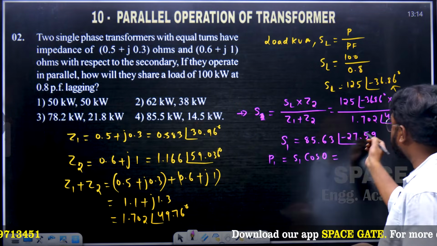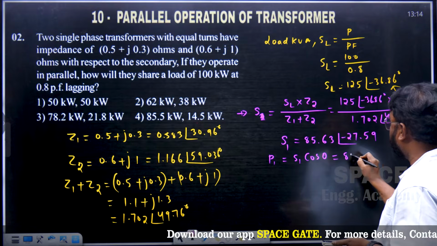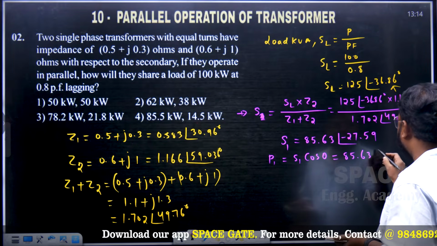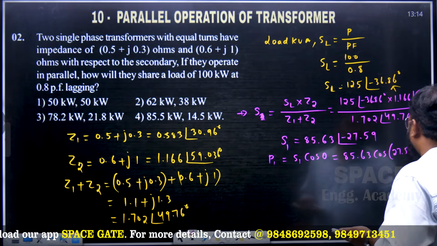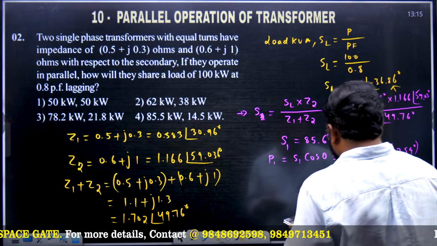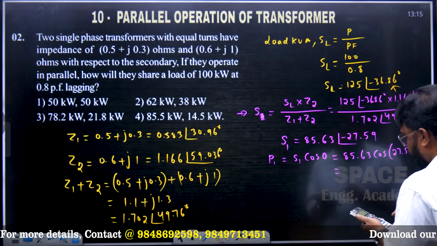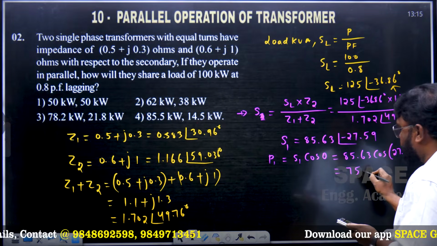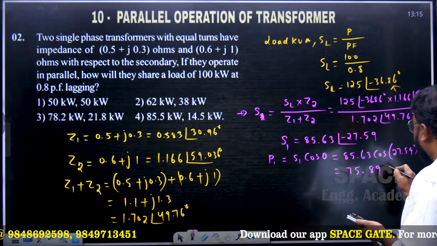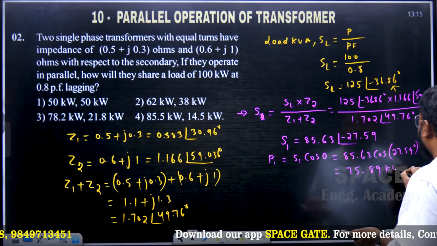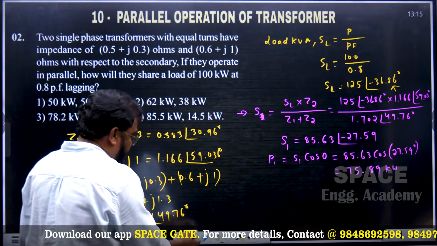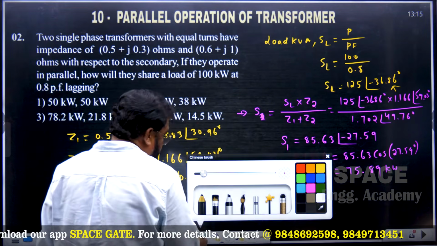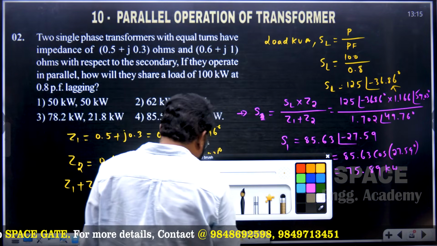So therefore cos theta values, S1 is 85.63 cos of the 27.59 degrees. So by solving here we'll get the active component. So this value is equal to 75.89 kilowatts. And next one, the power.